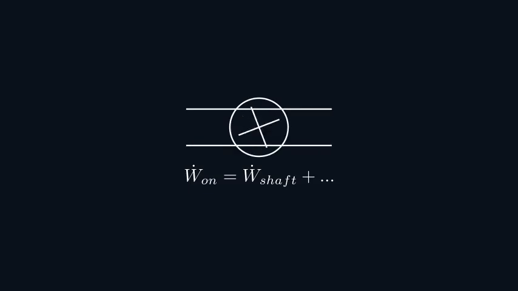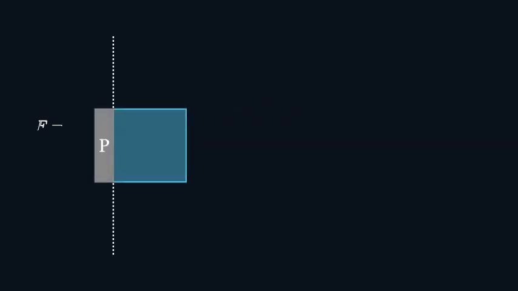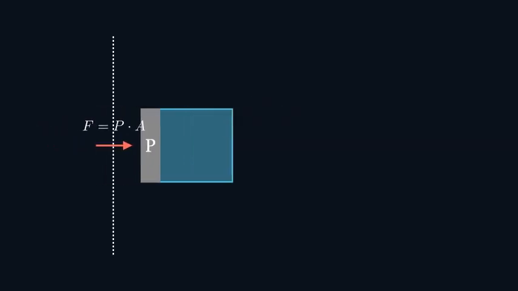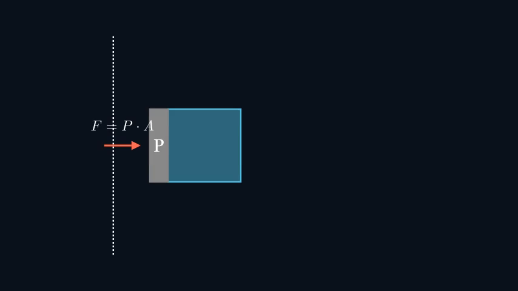Let's break down the work term, W dot on. It consists of several types. First, there's shaft work, from a device like a pump or a turbine whose shaft crosses the boundary. Then there's work done by pressure. Imagine the fluid just outside the control volume pushing the fluid inside.